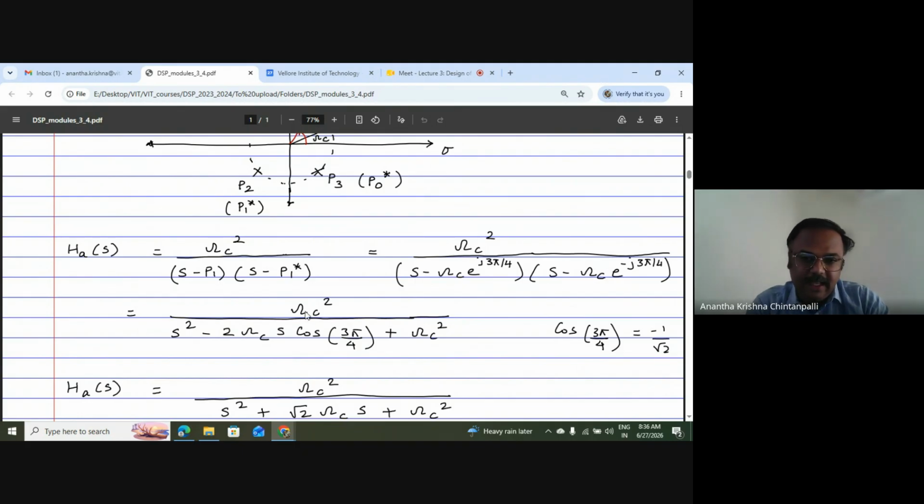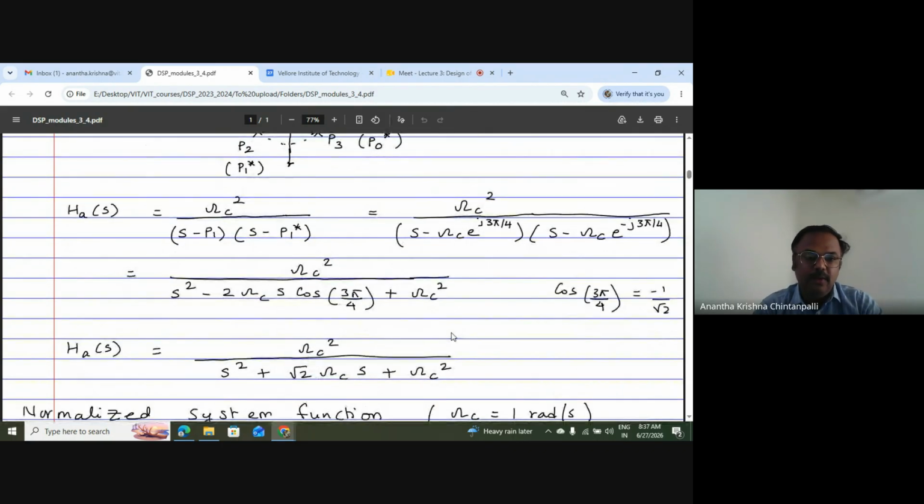So when you simplify this, this becomes omega c square divided by s square minus 2 omega c s cos 3 pi by 4 plus omega c square. So cos 3 pi by 4 is nothing but minus 1 divided by square root of 2. So H(s) is nothing but omega c square divided by s square plus square root of 2 omega c s plus omega c square.